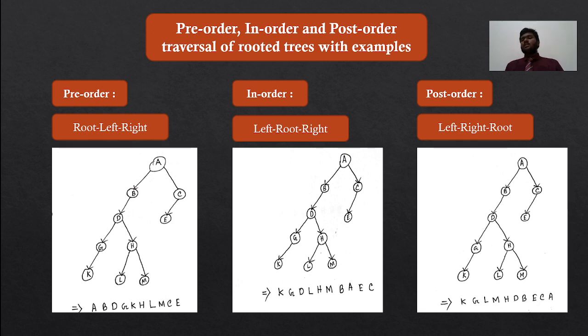Here the right child is c, and if we consider c as root, its left child is e, we have to write e, and then we have to go to the root, which is c, and then we have to write the ultimate root, or the main root, which is a, and by this process we do post order.